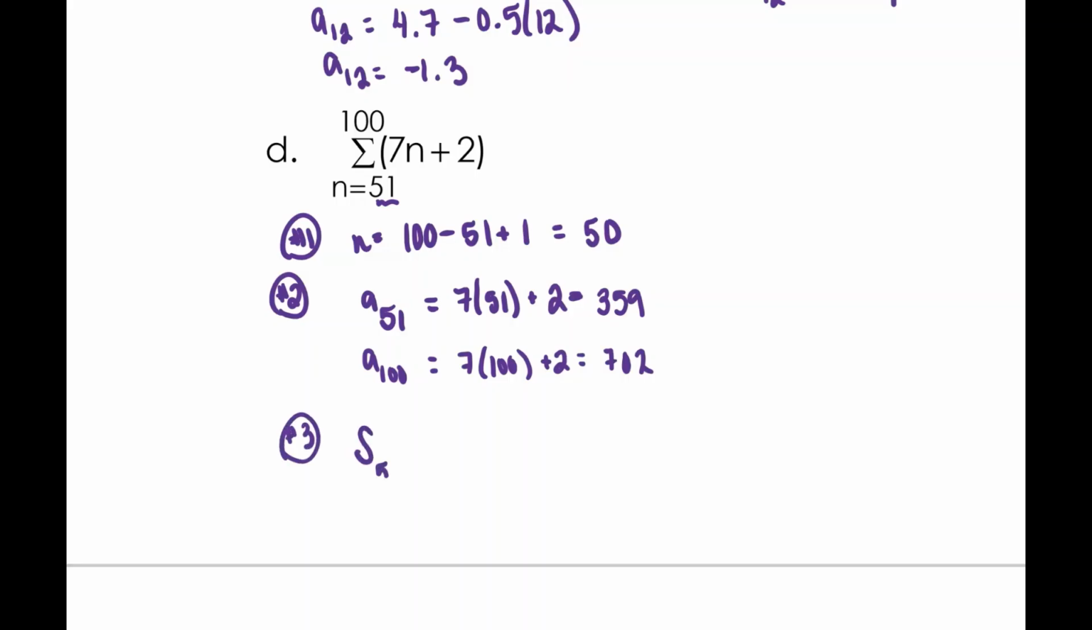Okay, and then just putting that all together. So S sub 50 here is going to be 50 over 2 times quantity 359 plus 702. And so we get the sum of these 50 terms to be 26,525.